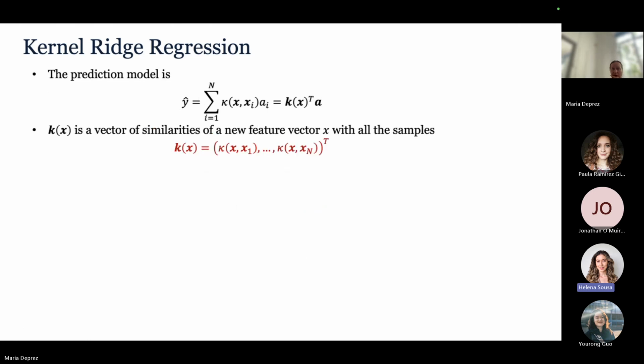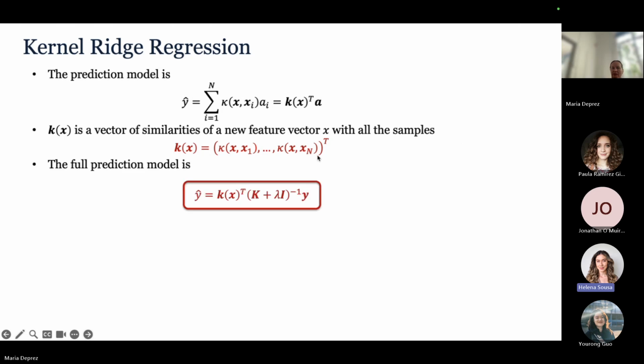And the prediction model, so when we predict, we have this dual representation already. We take the new sample with all the training data. So this is this vector kx, which is the vector of similarities of the new sample with all the other data. The whole prediction model looks like this.